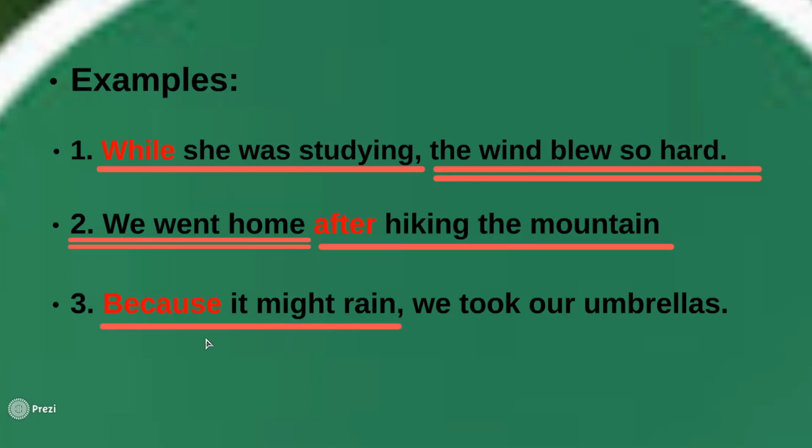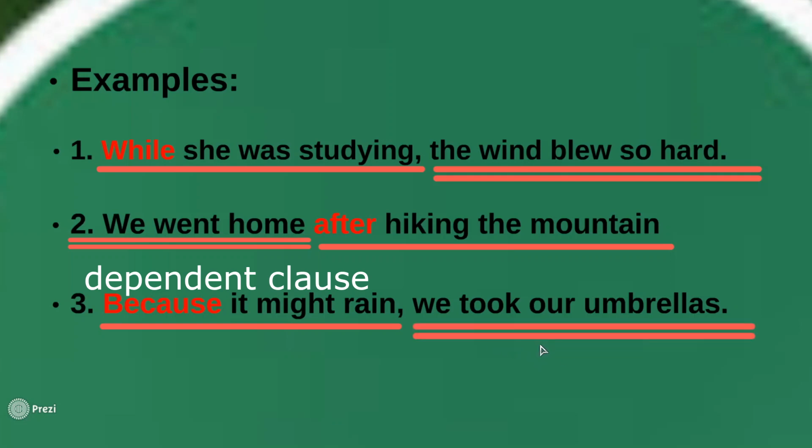Finally, number 3, because it might rain. So we are going to underline it once because remember, this is your subordinating conjunction and the words with it is it might rain. So if we read because it might rain, this is an example of a dependent clause. It cannot stand alone. It needs the rest of the sentence to make it complete. So where is the independent clause? Independent, which means it can stand alone or it makes sense. We took our umbrellas. That's an example of an independent clause.